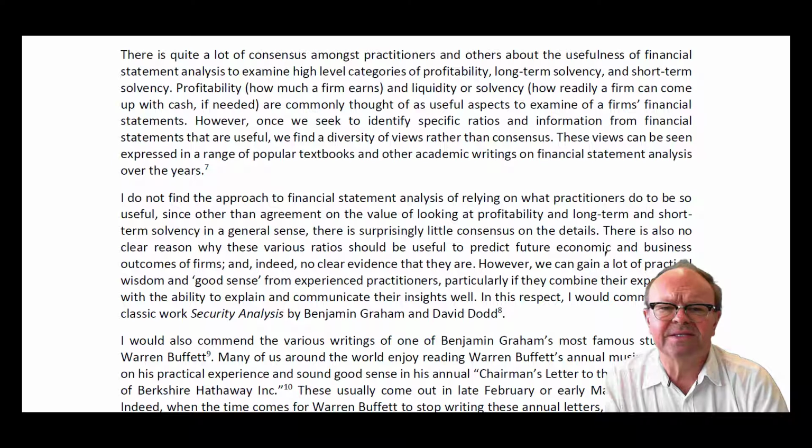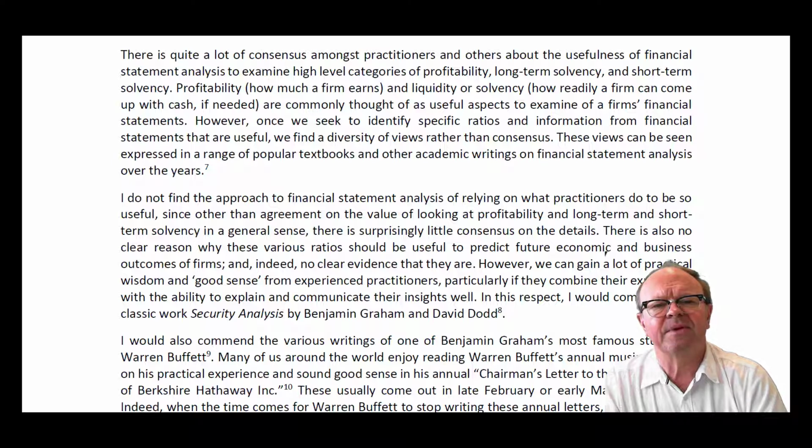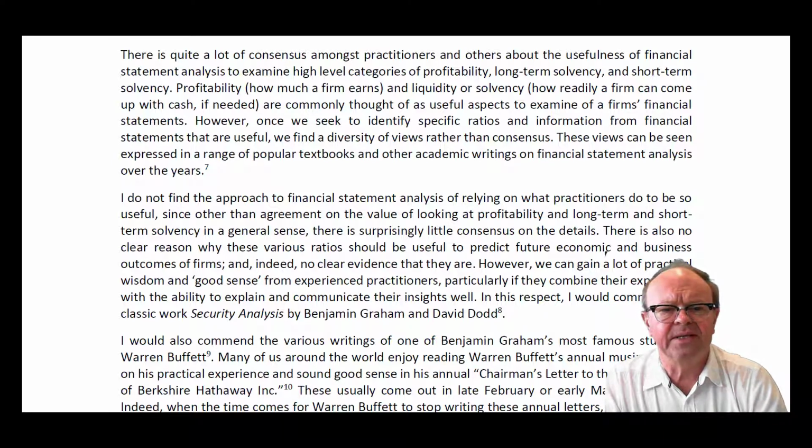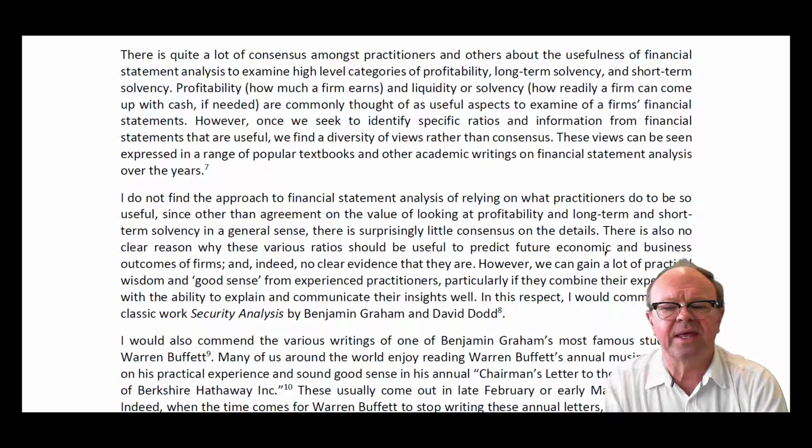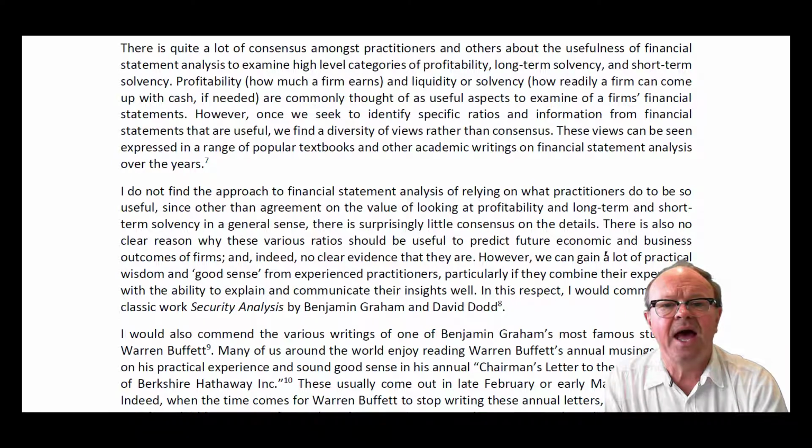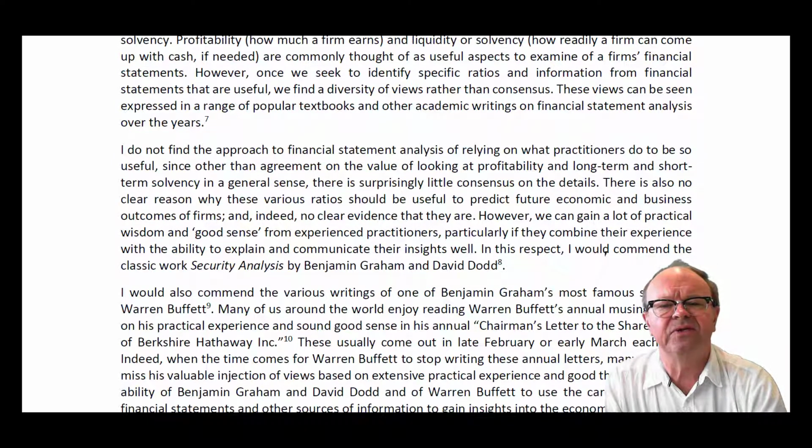There is quite a lot of consensus amongst practitioners and others about the usefulness of financial statement analysis to examine high-level categories of profitability, long-term solvency, and short-term solvency. Profitability, how much a firm earns, and liquidity or solvency, how readily a firm can come up with cash if needed, are commonly thought of as useful aspects to examine of a firm's financial statements.